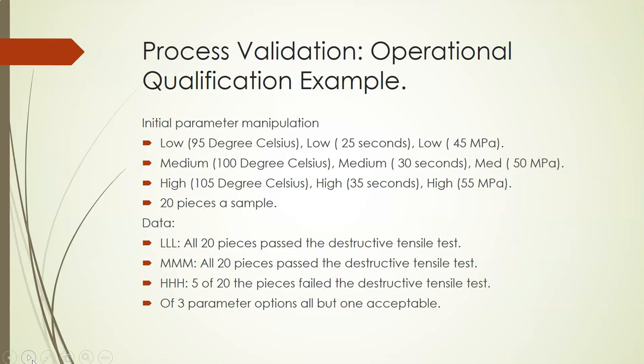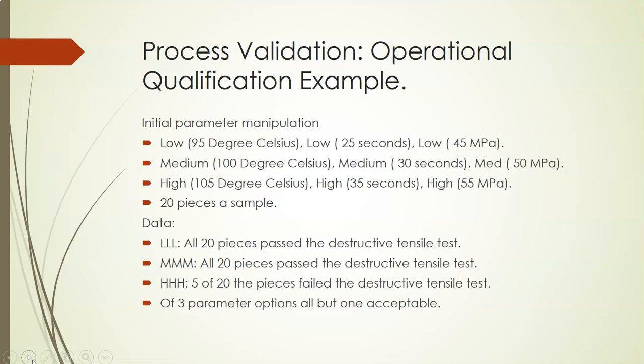The machine input process parameters were set at low, medium, and high settings. So for example, the low input process parameter settings were as follows. Temperature was set at 95 degrees Celsius. The dwell time was set at 25 seconds. The jaw pressure was set at 45 megapascals. The input process parameters were also set at a medium setting and a higher setting.